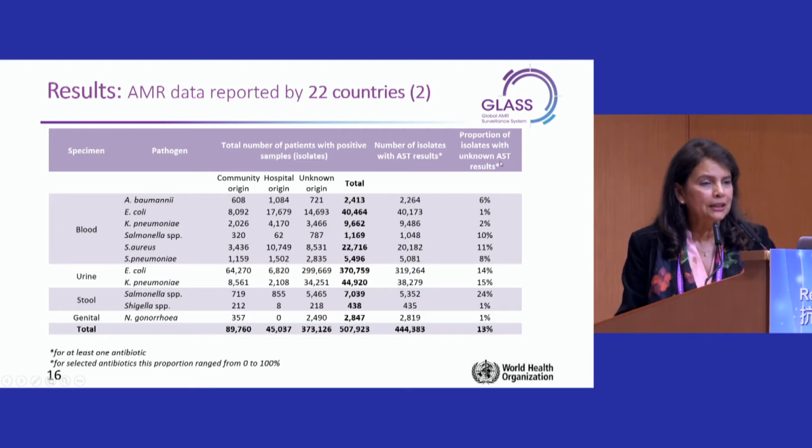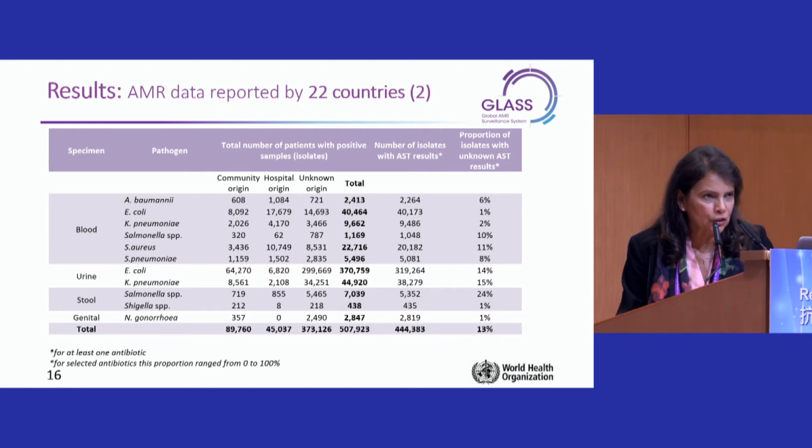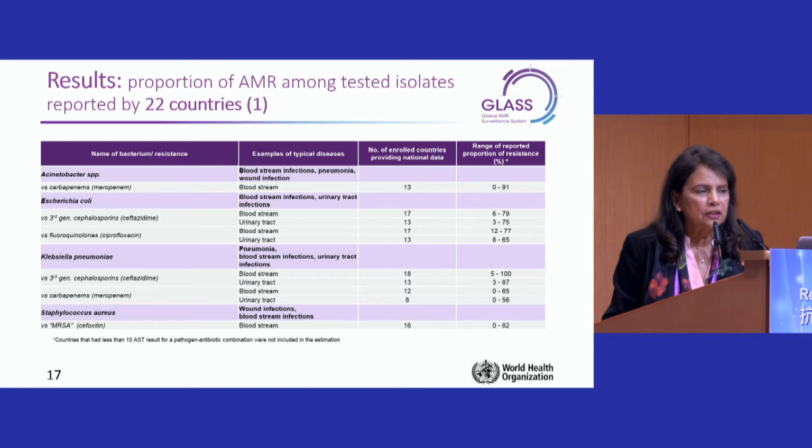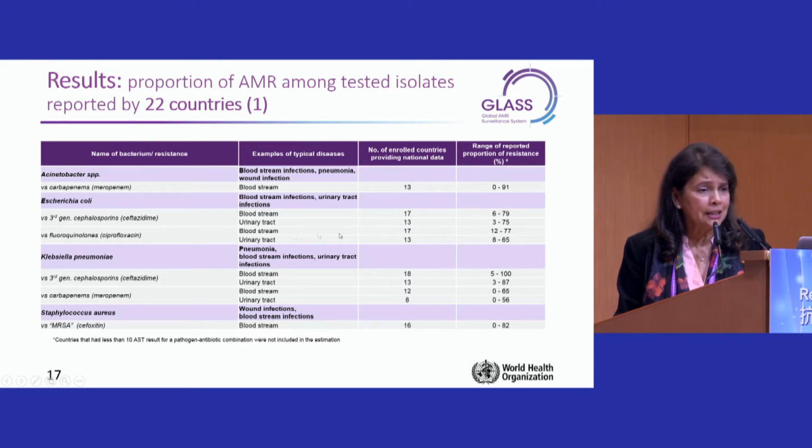proportion of isolates without testing for antimicrobial susceptibility. And you can see that the proportion is still quite high in some cases, like, for instance, Salmonella or other pathogens, more than 10% of untested pathogens. So it's not just having the isolate, but also knowing what the profile is. And this even busier table gives you also a sense of the pathogens that have been surveyed, the main examples of types of infections. And here you can see the number of countries reporting on these pathogens and sites.